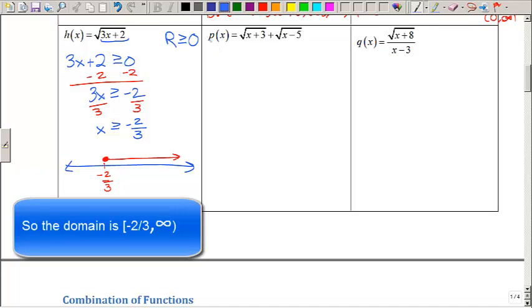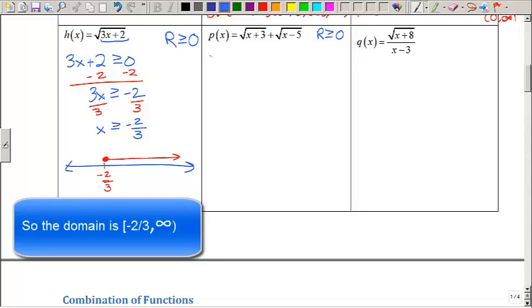Similarly, our next problem, p of x is equal to the square root of x plus 3 plus the square root of x minus 5. We have two even roots. And because we have two even roots, I need to set both of those even roots greater than or equal to 0. And then we'll discuss how to choose the domain from there.